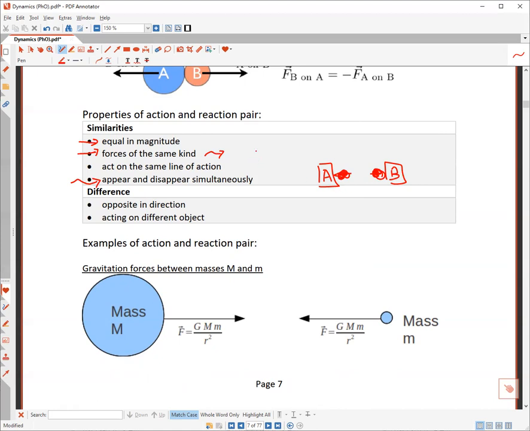Okay. Then the third one is the line of action. So what is the line of action? Let's say B exerts a force on A at this position. So there's a point where the force is exerted. And then A also exerts a force at this point on B, such that when you extend these two forces, they form a straight line. So they are acting on the same line. This line we call the line of action.